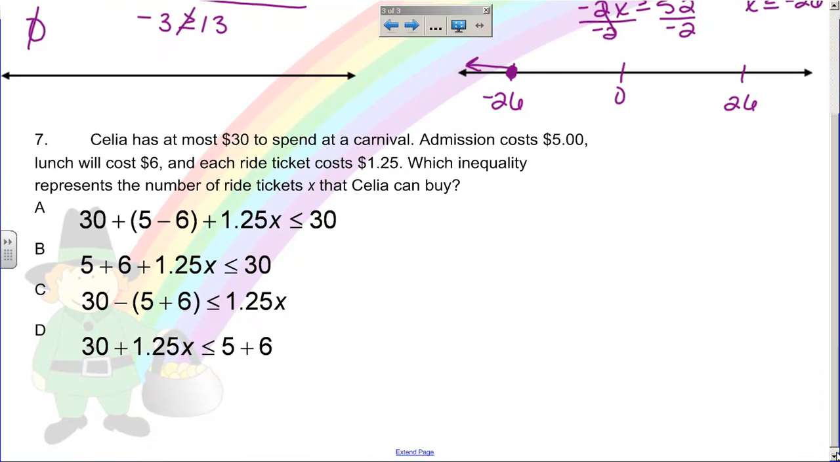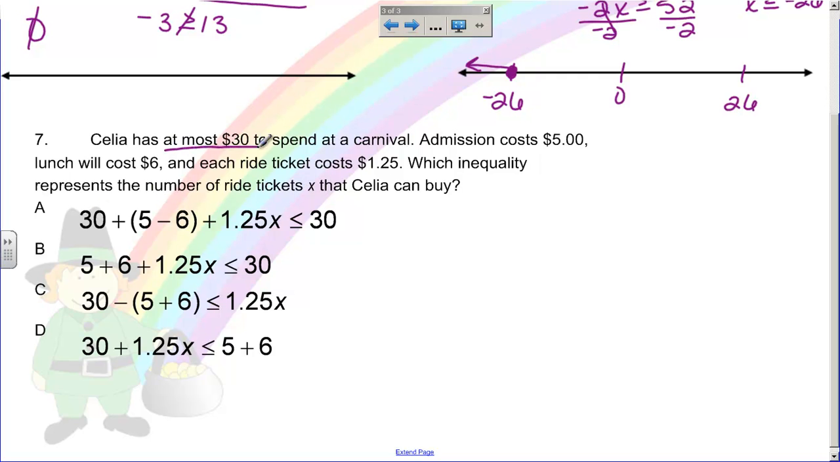So last one. I don't know why it's number 7. It might really be number 7, but when I copy and paste from Word, sometimes I just get random numbers. So Celia has at most $30 to spend at a carnival. Admission costs $5, lunch will cost $6, and each ride ticket is $1.25. Which inequality represents the number of ride tickets x Celia can buy?